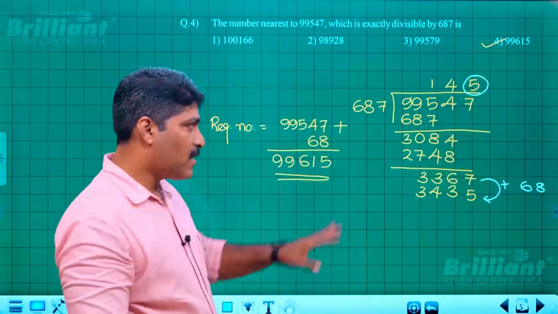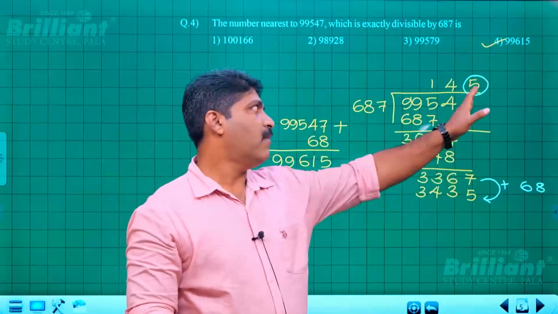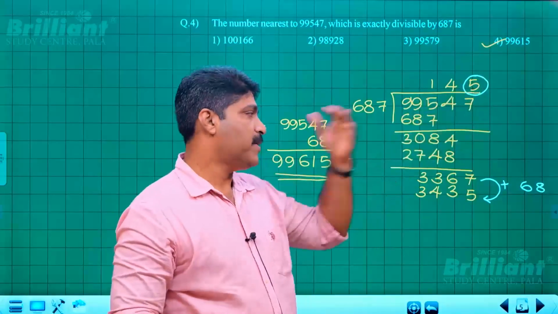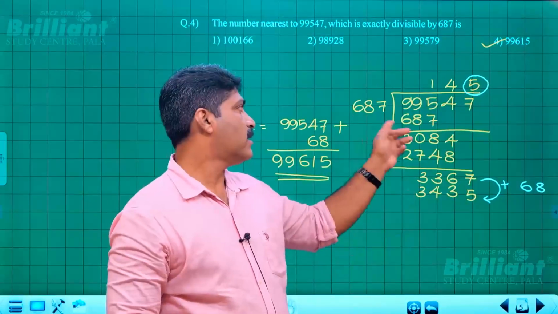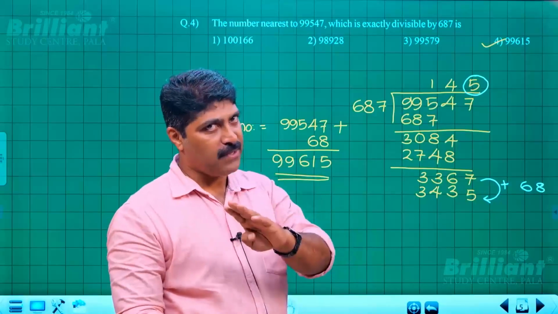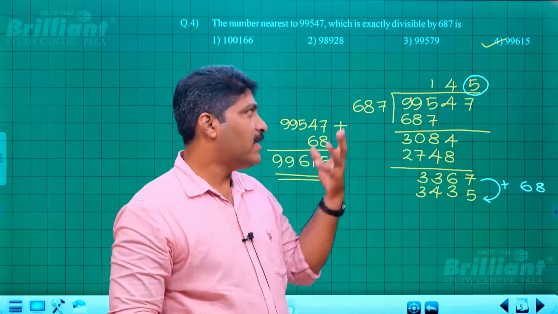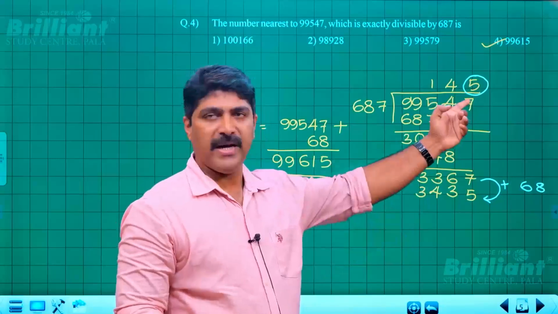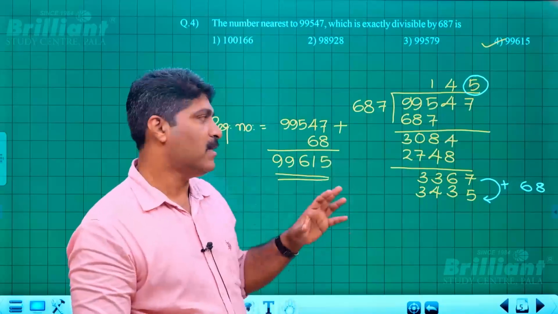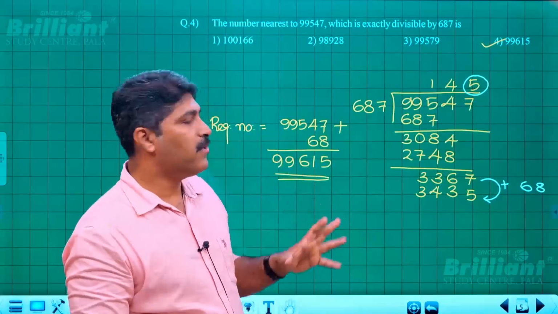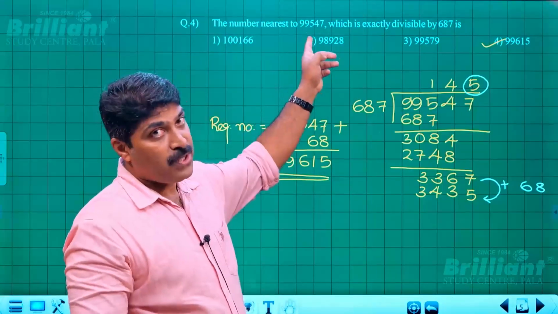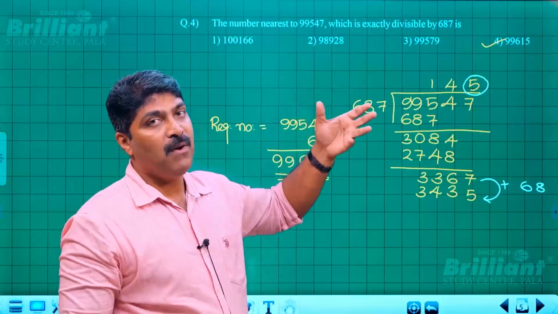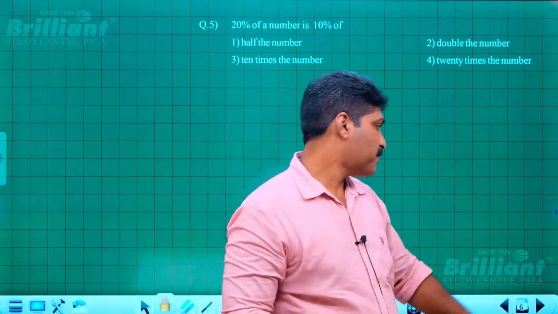So understand this logic. Here we over-calculated, that means estimated. Actually in 3,367, the 687 lies exactly 4 times. But we know that that value is quite near to 5 times. So therefore we are approaching the values like that, because we are going to find the value nearest to this given number that is a multiple of 687.